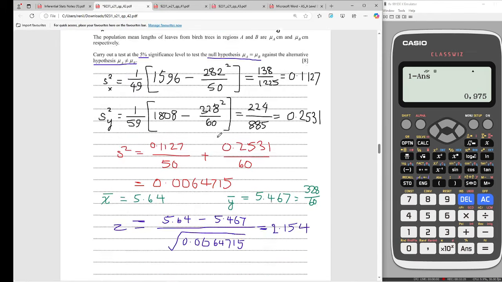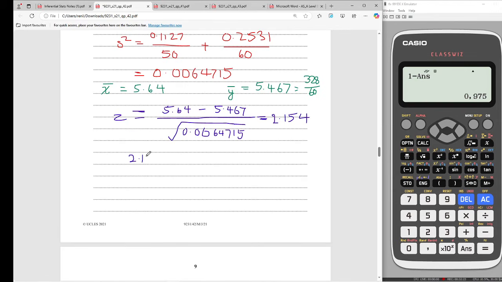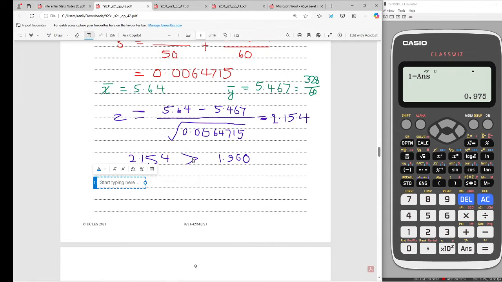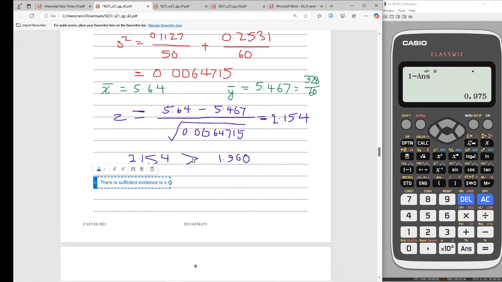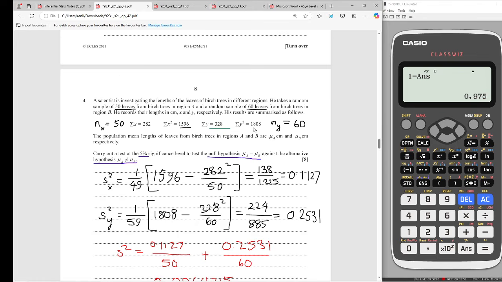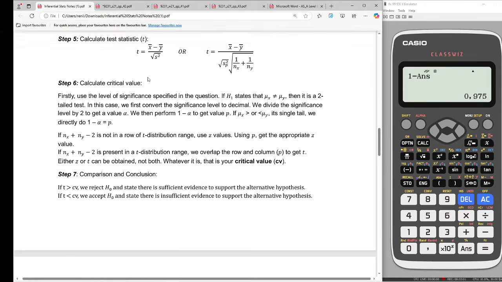Okay, so we compare that with 1.960. Here we have 2.154, compare that with 1.960, and this is an obvious comparison. Our test statistic is greater than the critical value, and so we need to state that there is sufficient evidence to state that mean of a is not equal to mean of b. Okay, so we just need to write this part, but once again, keyword limitations. And yeah, that sums up your double sample test.